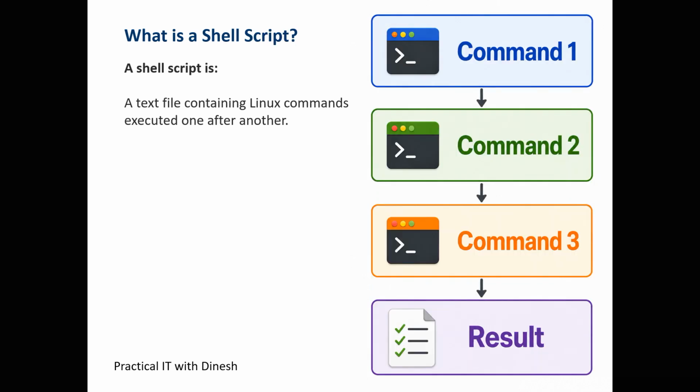A shell script is simply a text file containing multiple Linux commands. Instead of typing those commands one by one every time, we save them in a file and let Bash execute them automatically. For example, imagine you check disk space, memory usage, current date, and running services every morning. Instead of typing 4 or 5 commands daily, you can write them once in a shell script.